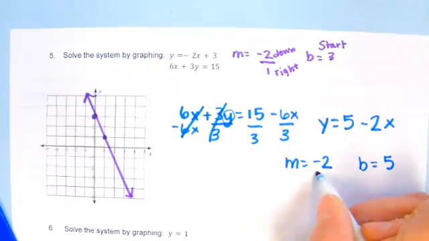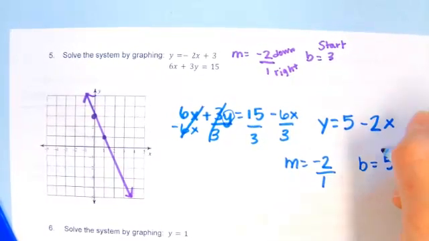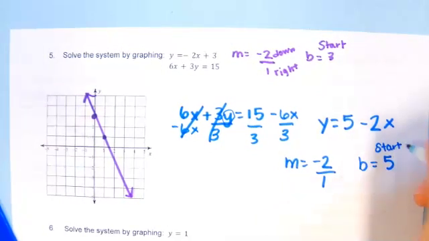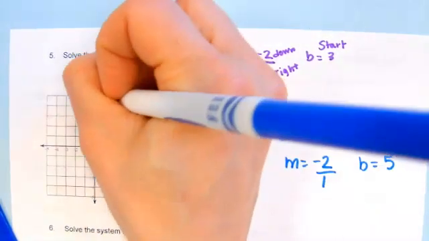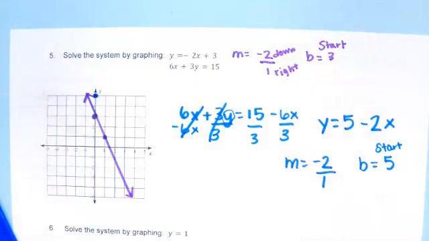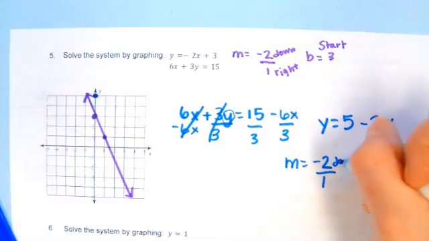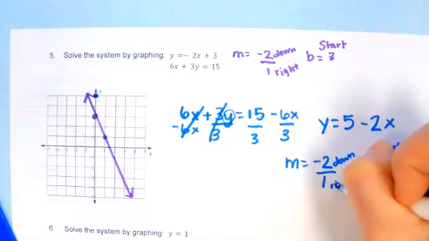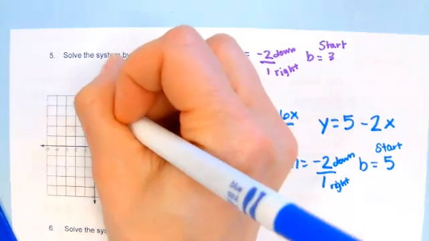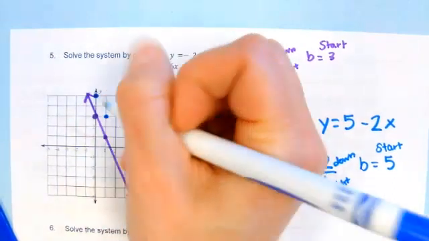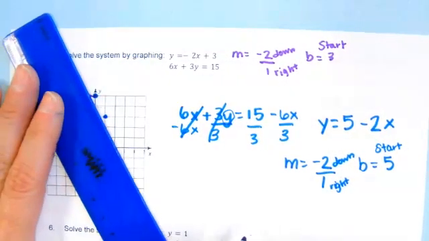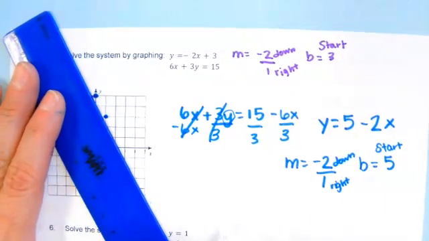And I want my slope to be a fraction. Okay, I'm going to start at 5 this time. So up 5 right here on the line. And this one's down 2 and write 1 for my slope because it's negative. So down 2 and right 1. And then you want to draw your line through your graph.